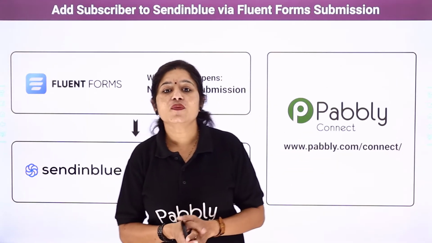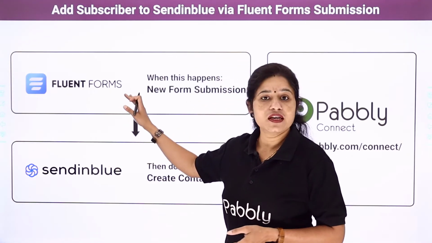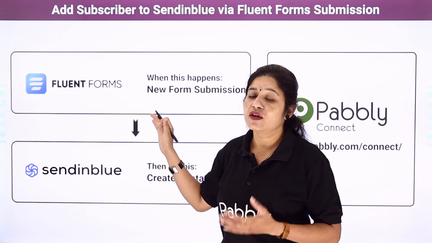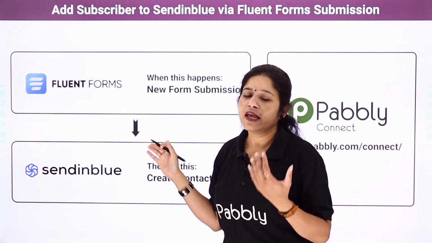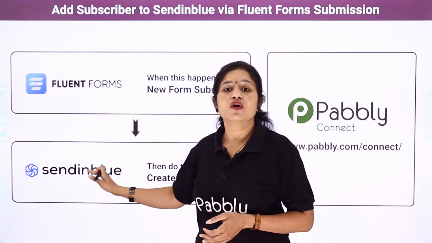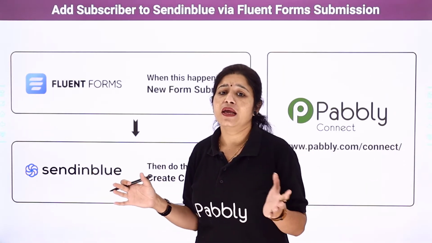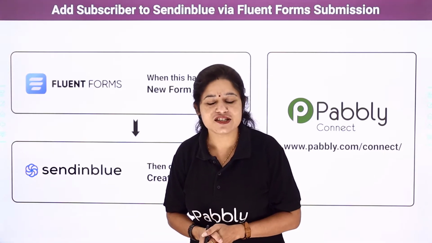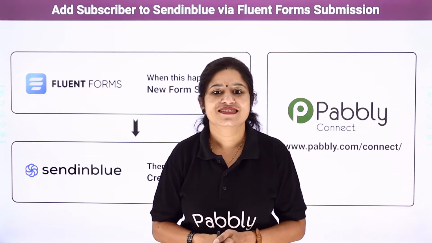So in this particular automation, we are using Fluent Forms to create the form. So in place of Fluent Forms, you can also use Contact Form 7, Google Forms, Jot Forms, or any other form building software application also. And in place of Sendinblue, you can also use MailChimp, MailerLite, Mailgun, or any other email marketing platform. So let us learn the integration process now on my screen.